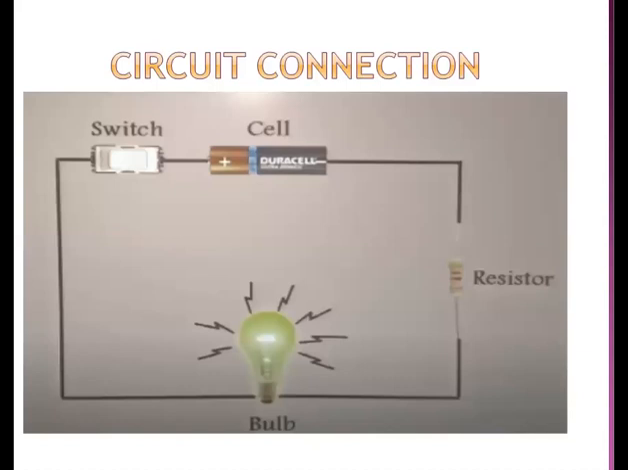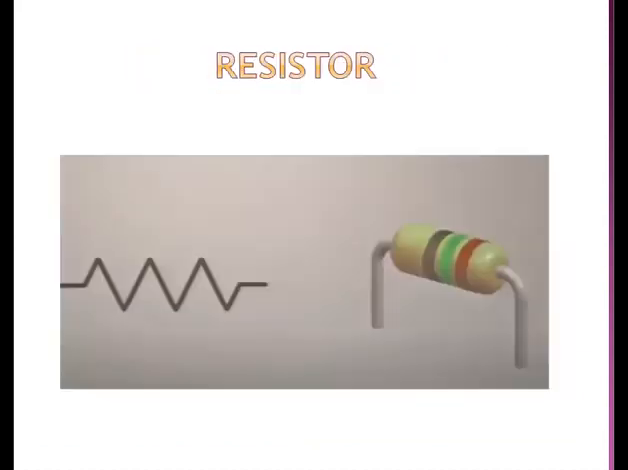Likewise, a resistor is shown in the circuit diagram with a zigzag symbol. So how will you represent a resistor? Like this, you have to use this zigzag symbol. This represents a resistor.